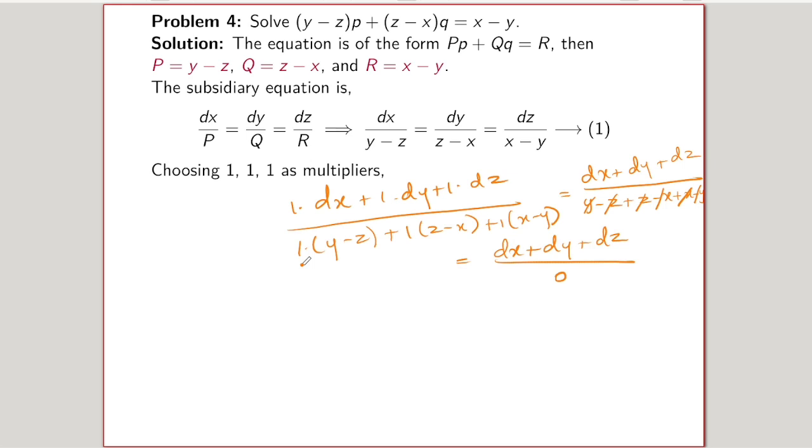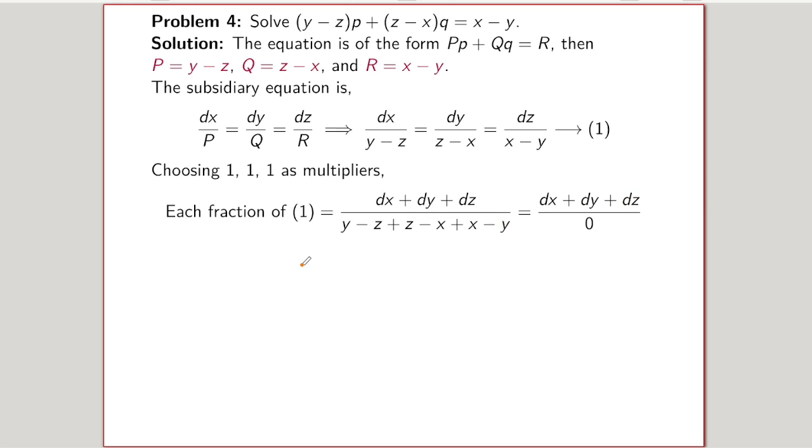Since I am able to bring this denominator to 0, as said in the method, I can write dx plus dy plus dz is 0, and then integrating this one, integrating dx is nothing but x, integration of dy is nothing but y, and integration of dz is z. This is equal to a. So this will be my first solution, u. So that's what is written here. Each fraction will be equal to dx plus dy plus dz divided by 0. So integrating the numerator, I'll be getting x plus y plus z is equal to a.